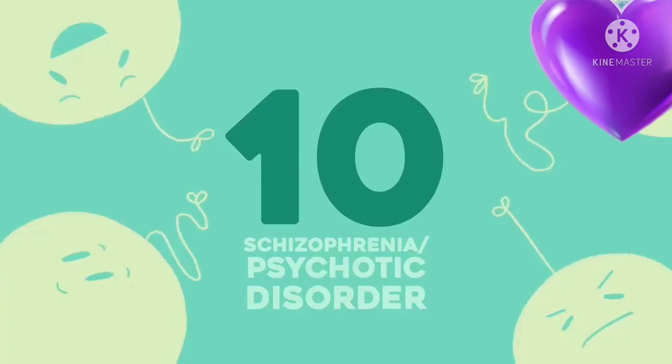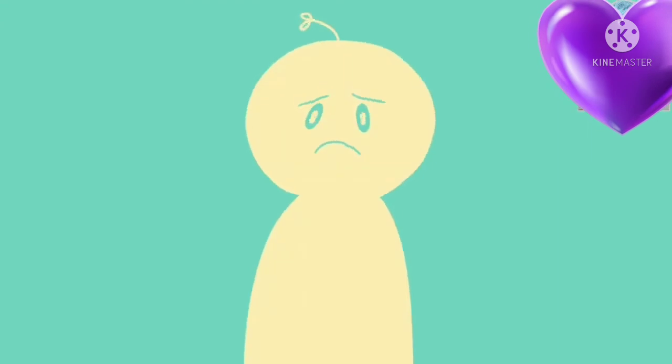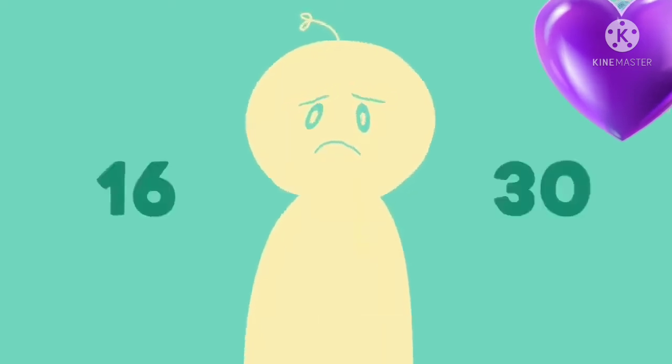And 10. Schizophrenia and psychotic disorders. Did you know 3 out of 100 people will experience the symptoms of psychosis in their lifetime? Yep, this means 1% of the population suffers from a psychotic disorder. People usually have their first psychotic break between the ages of 16 and 30, which means approximately 100,000 adolescents and adults will experience their first psychotic break every year.